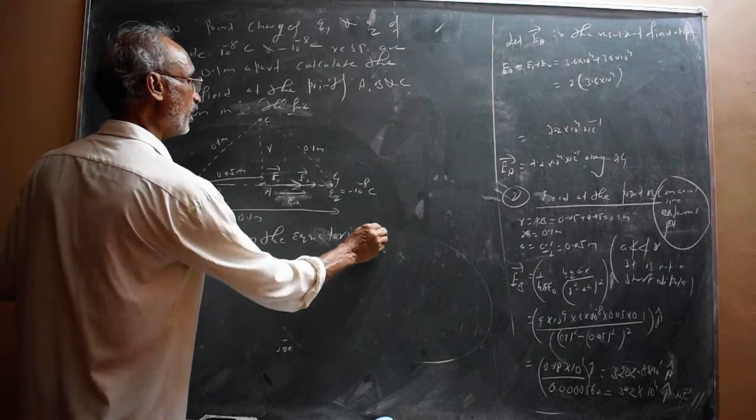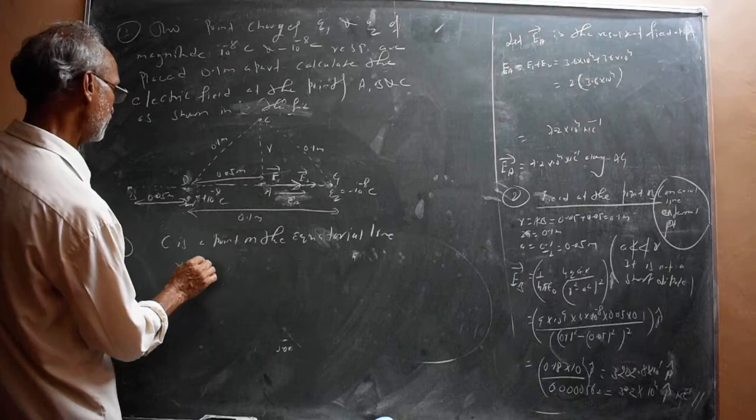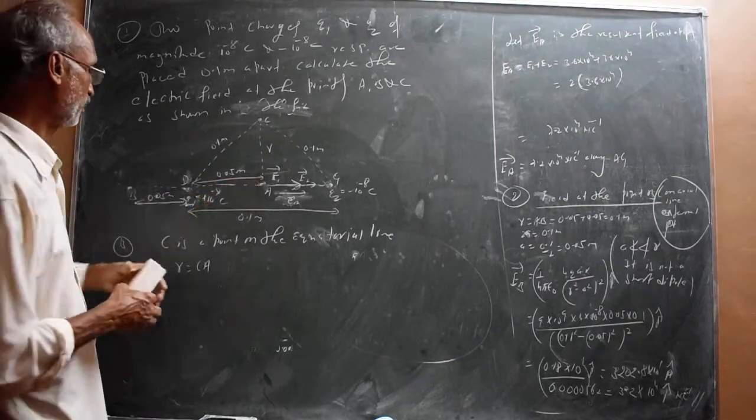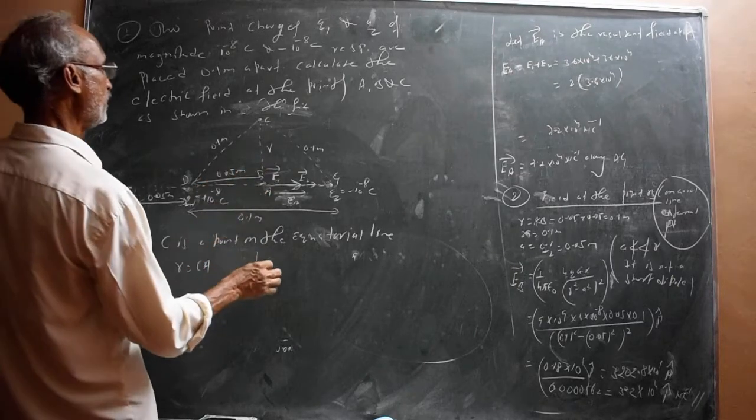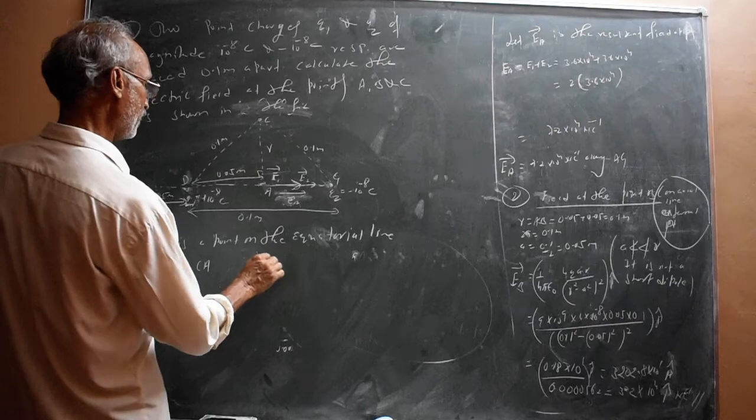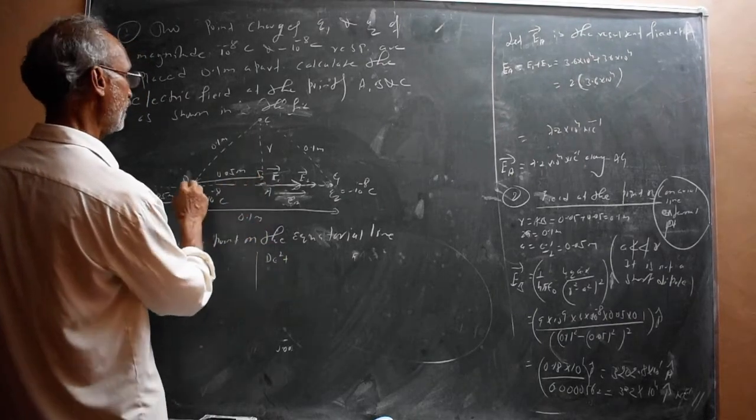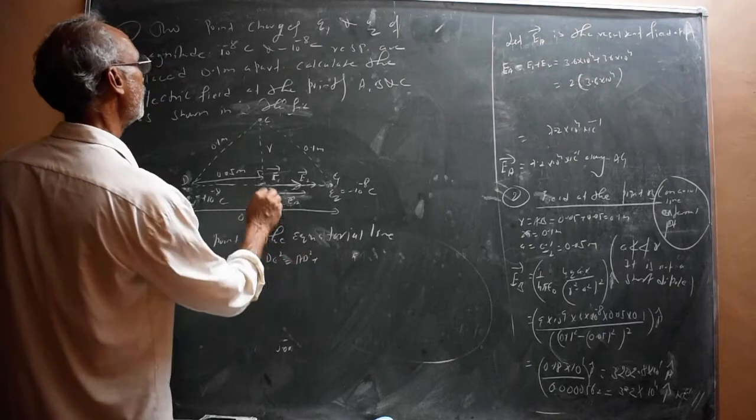Equatorial line. R is equal to CP. Sorry, C. R is the distance between the point and the midpoint. So actually, by Pythagoras theorem, it is a right angle triangle. DC square plus AD square is equal to AC square by Pythagoras theorem.